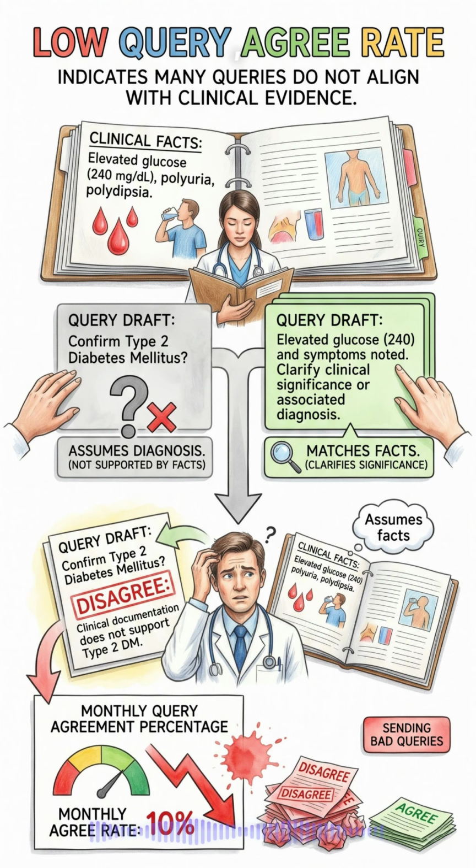47. What does it mean if your query agree rate is very low for a specific month? It might mean you are sending bad queries that do not follow the actual clinical facts. You should review your denied queries with a clinical manager so you can learn from your mistakes.